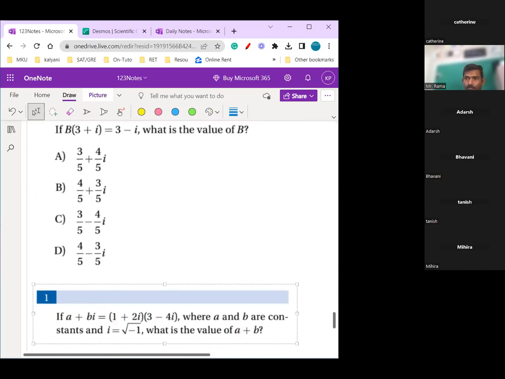If a plus bi equals 1 plus 2i times 3 minus 4i, where a and b are constants and i equals root -1, what is the value of a plus b? Yeah, so they gave you a plus bi, and two complex numbers that are multiplying. Just like we learned the multiplication, you multiply them and simplify them, and you're going to find the a and b, and then the a plus b. Okay, let's give a try on this one. We can hold on, and then next class we can learn the division part, and also talk about the complex conjugates.